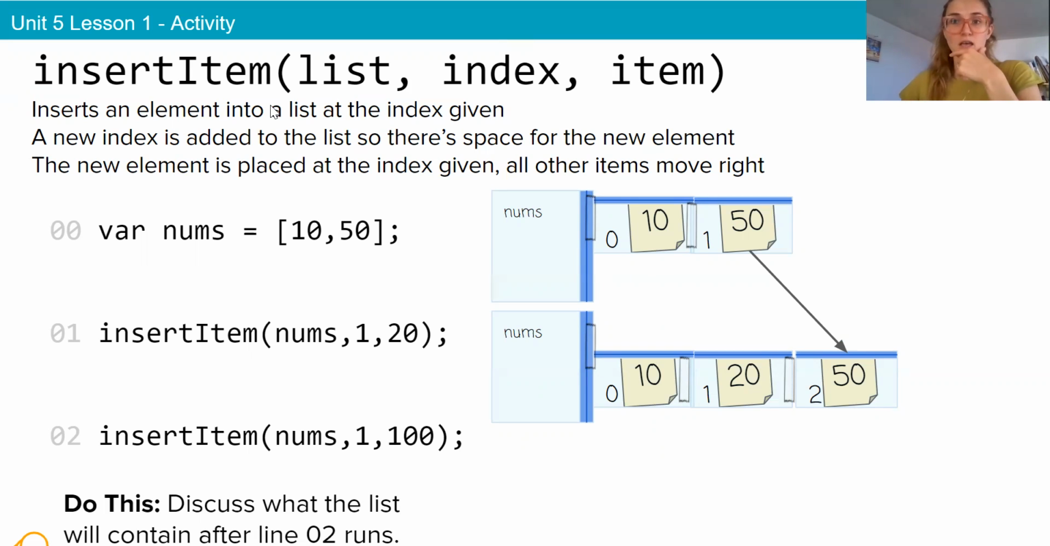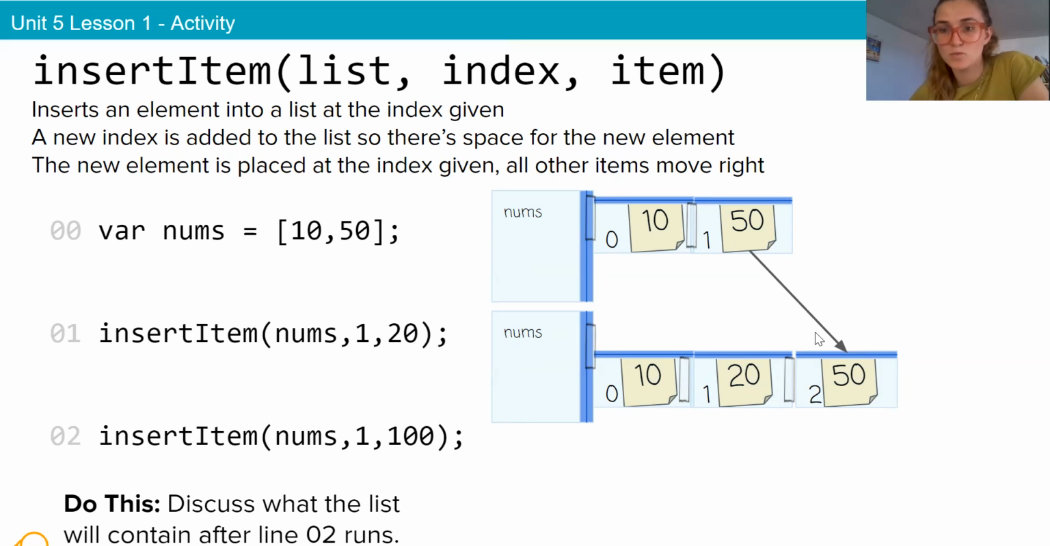So we have this list called nums, var nums equals 10, 50. So 10 is at index 0, 50 is at index 1. Now we're going to do insert item. First we have to tell it the list, so it's list nums. And then we want to tell it the index, so where do we want to put this new item? I want to put this new item at 1. And then what is the item that I want to add to the list? That item is 20. So I have nums, 1, 20.